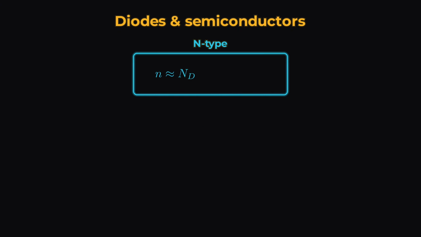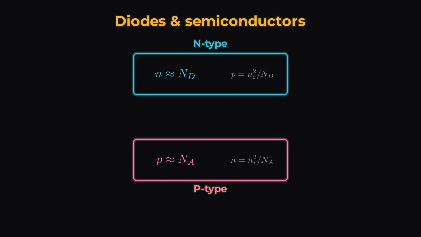In n-type material, the electron concentration equals the donor density, Nd. The minority hole concentration is Ni squared divided by Nd. The same logic applies to p-type material with the acceptor density, Na. Because the doping densities are large, the minority population is extremely small.